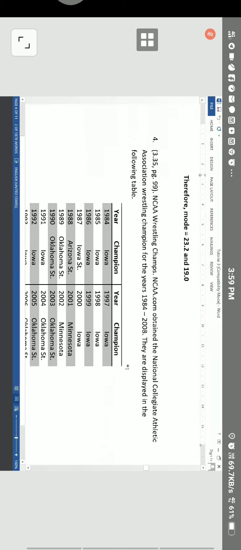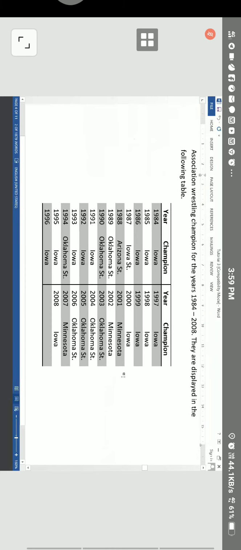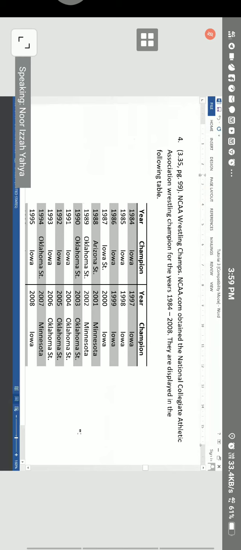Okay, the next question, number 4. The data set is about Association Wrestling Champion, year 1984 until 2008. So you collect data from 1984. For example, your favorite football team: look at 1984 World Cup, who is the champion? So champion 84: Iowa.